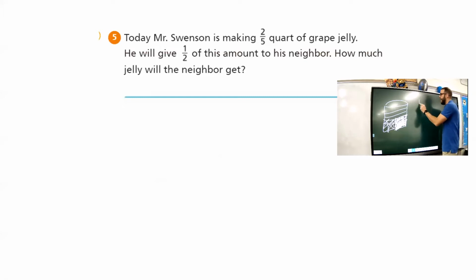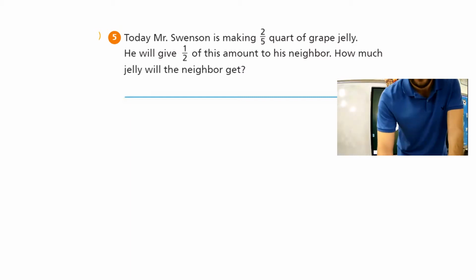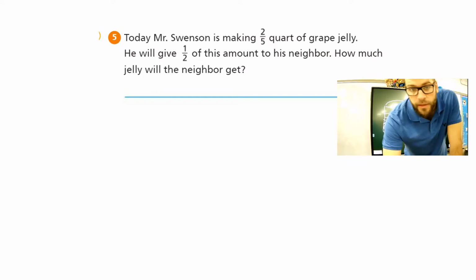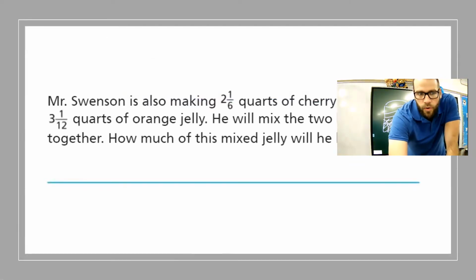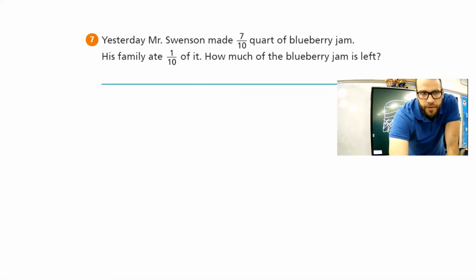So his neighbor's getting half of, which means multiply, 2/5. See how they're both 2s? I could totally reduce those. Turn them both into 1s instead. So now if I rewrite it to be a little neater, the answer is 1/5. So how much will his neighbor get? 1/5. Okay, now let's go to 7.